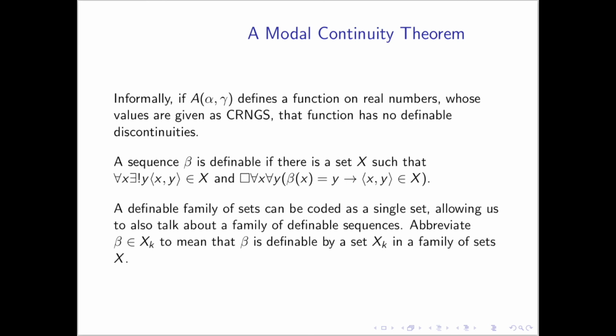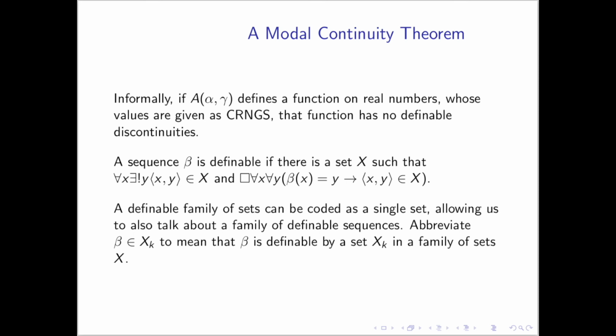And so now we can get this modal continuity theorem, which can be glossed as saying that if A from alpha to gamma defines a function on real numbers whose values are given as canonical real number generators, then A doesn't have any definable discontinuities. So it's a little weaker than Brouwer's theorem. I don't know that the full continuity theorem fails. I just haven't been able to prove it yet. So here's a partial result towards that goal.